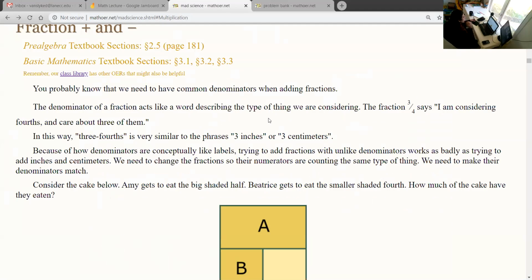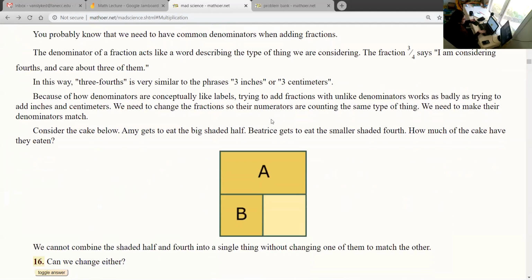So because they work like labels, then I can't add things that have different labels, just like I can't add inches and centimeters unless I turn one of them into the other, or I can't add apples and oranges and elephants. So just like we would have to turn one of these measurement units into the other to combine them, I have to take my denominators and find some common denominator before I can add them.